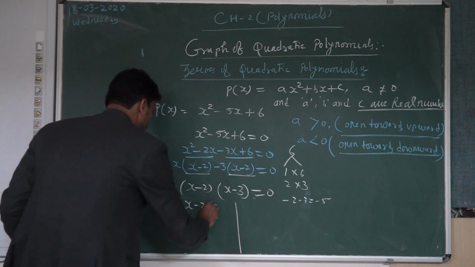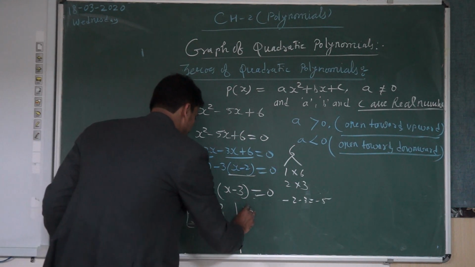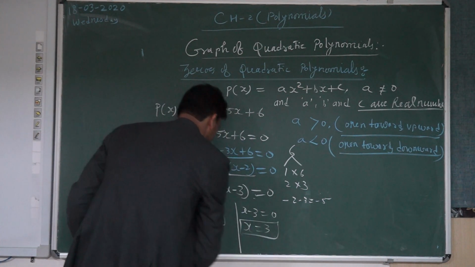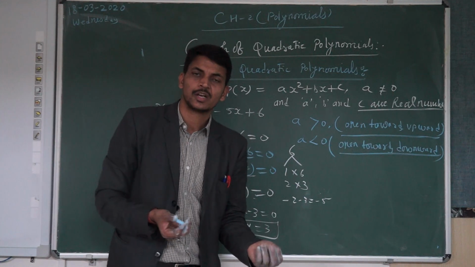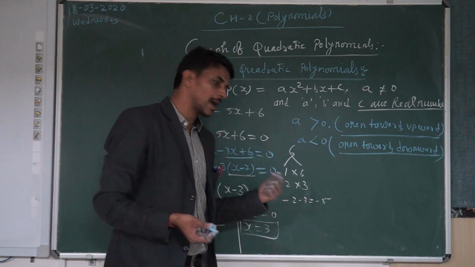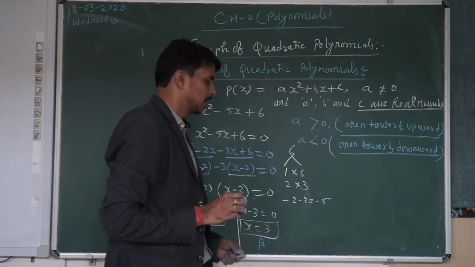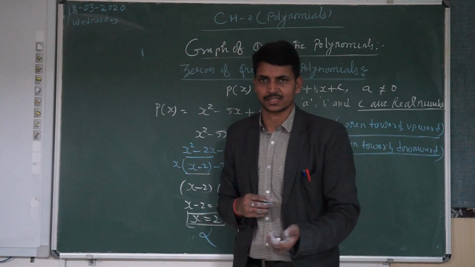Meaning x minus 2 equal to 0, then you will get x equal to 2. x minus 3 is equal to 0, we will get x is equal to 3. As I explained, we can use different symbols to represent these zeros. So I am taking this one as alpha and this one as beta. So alpha is equal to 2 and beta is equal to 3, or vice versa.